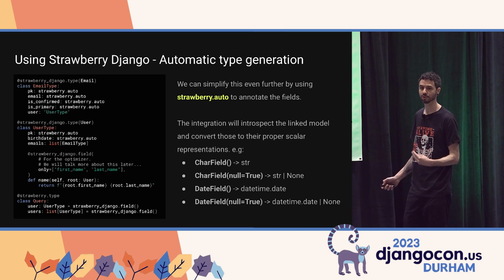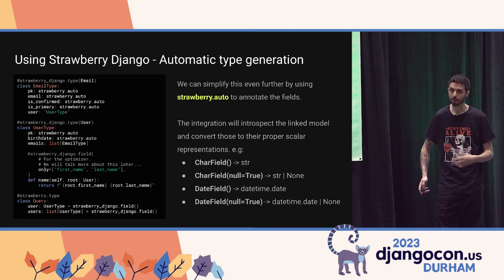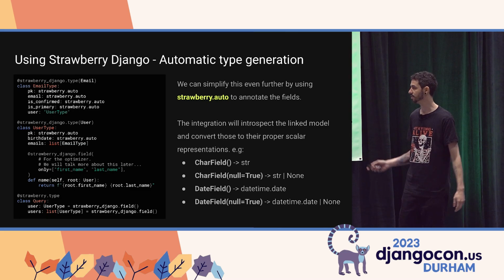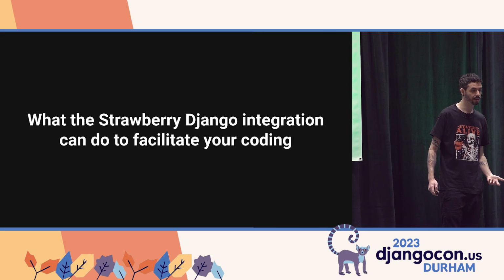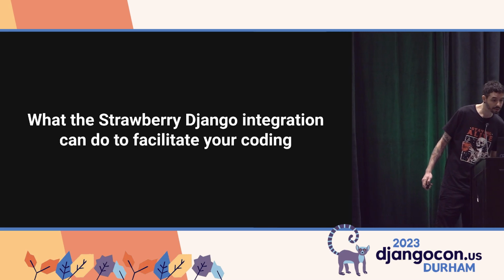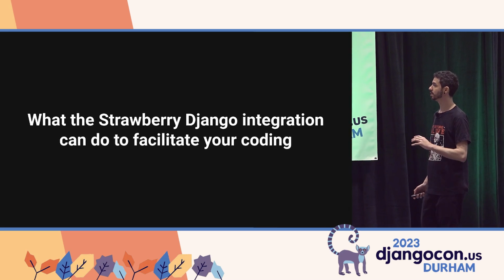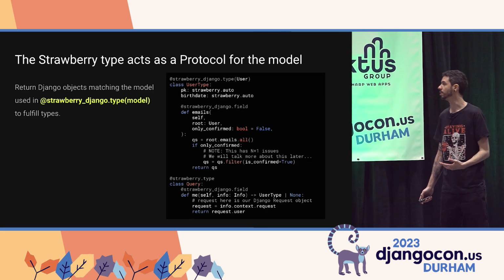And also, notice about this, I will talk about this a little later, but I have a name in here which I am returning, concatenating the first name and the last name here, and I added an only first name and last name for optimization reasons. You will understand why I did this soon. So what else? Okay, so what else the Strawberry Django integration can do to facilitate your coding?